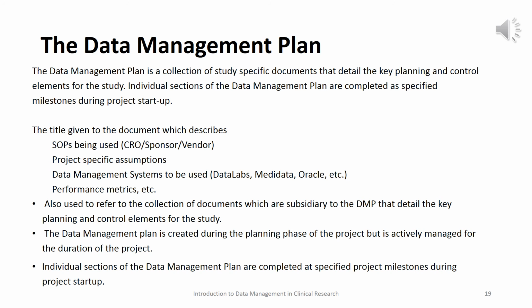We're also going to refer to the collection of documents that are subsidiary to the data management plan that detail the key planning and control elements of the study. It's also created during the planning phase of the project, but it's actively managed for the duration of the project, so some of the information can change. Then individual sections of the data management plan are completed at specific project milestones during project startup. And we're going to be talking about some of those individual sections as we go along.